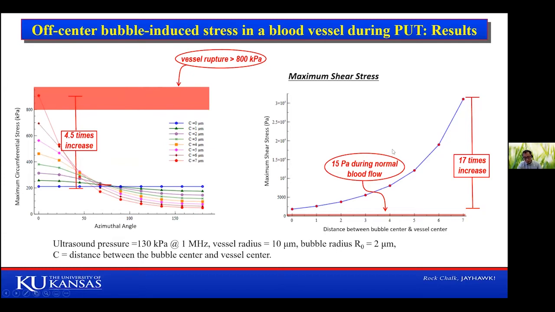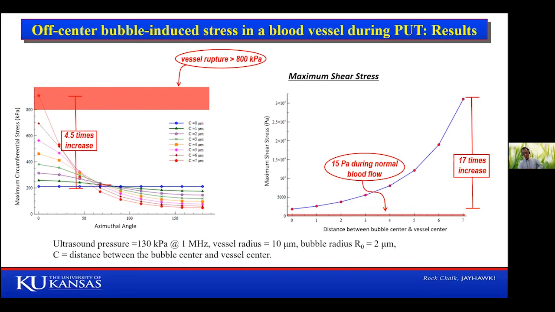But the shear stress is going to be completely different. Even if you use a very small ultrasound pressure here, it produces a shear stress that is huge, at more than several thousand pascals here. And it's much, much more than the shear stress produced during normal blood flow. So this result confirms a hypothesis that people have been thinking: cavitation produces a bio effect mainly due to the shear stress produced by cavitation, because when a bubble oscillates, it can produce huge shear stress.